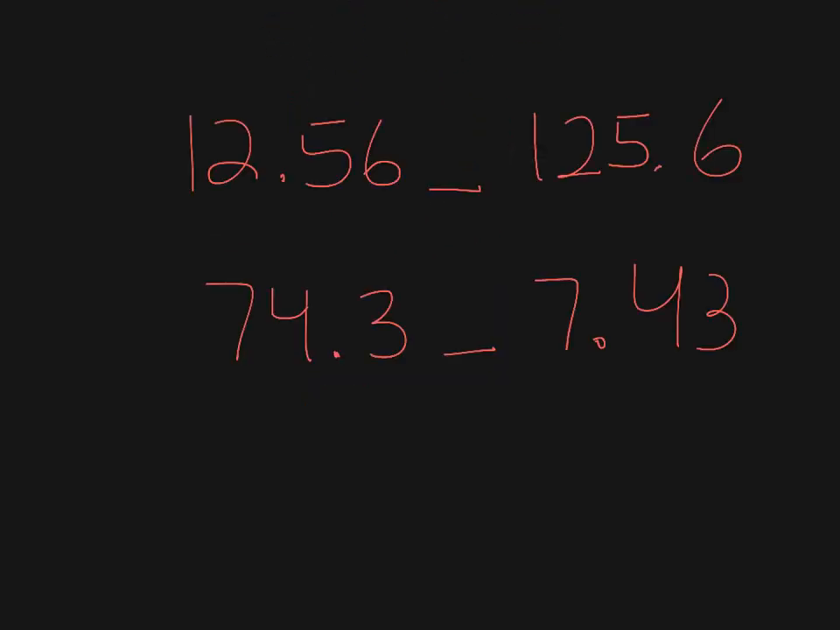Let's go into the fifth one. We have to use the less than, greater than, or equal to symbols to compare these two decimals. So let's go and look at the first one. We have 12 here and we have 125. So obviously 125 is greater. So the alligator eats the larger number. So we know that this one is greater than the 12.56. For the bottom one, we know that 74 is greater than 7. So the alligator eats that one.